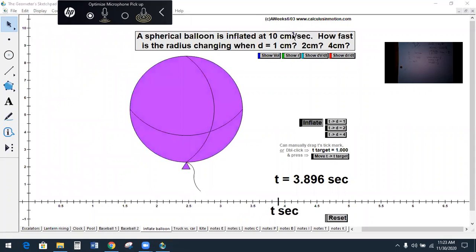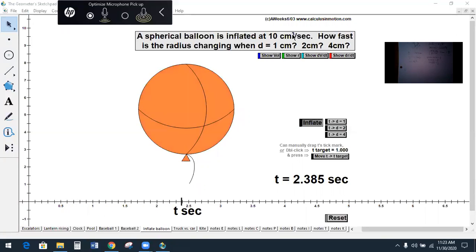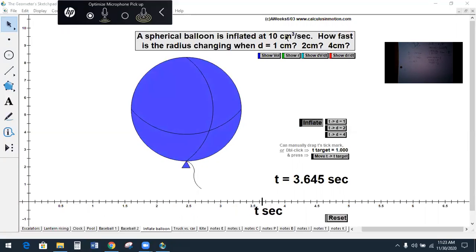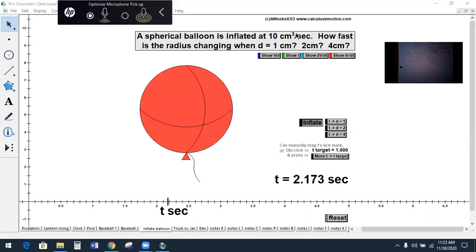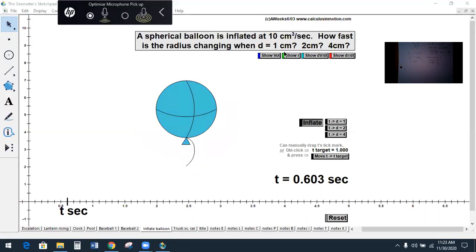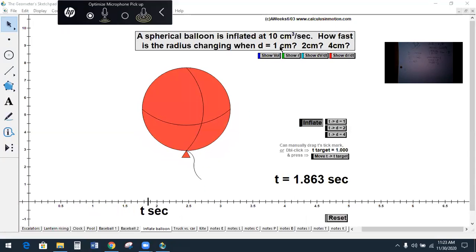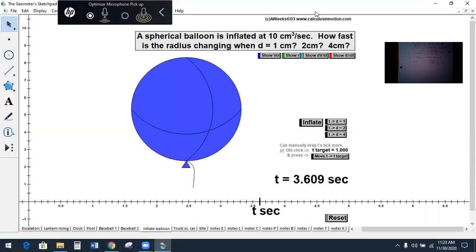So use that cubed as a clue for you. Cubed means it's talking about volume. So this is the rate for the volume of air inside the balloon. So how fast, this is our question mark value, how fast is the radius changing when the diameter is 1 centimeter? Okay, so how fast is the radius changing when the diameter is 1 centimeter?